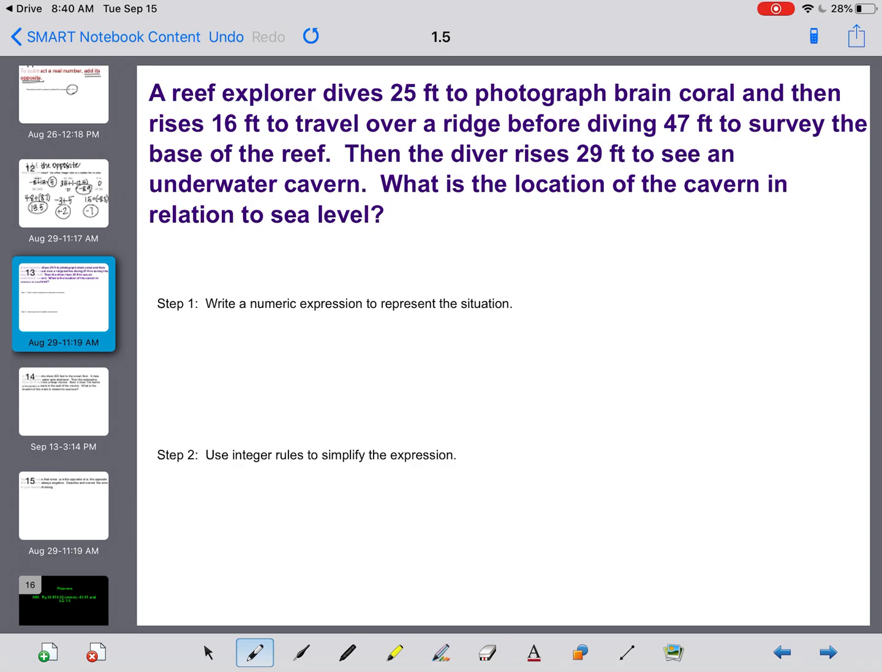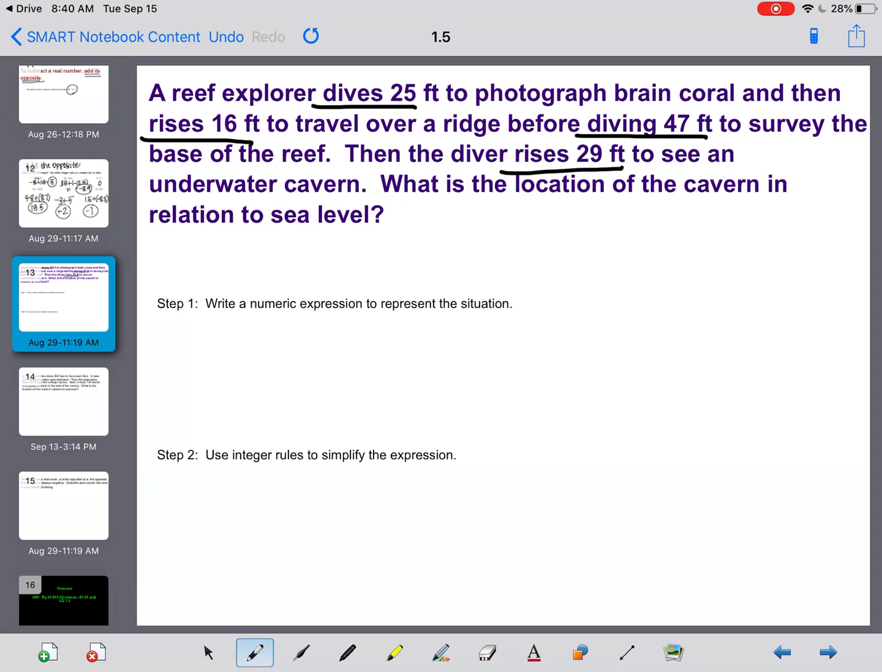Okay, word problems. A reef explorer dives 25 feet to photograph brain coral and then rises 16 feet to travel over a ridge before diving 47 feet to survey the base of the reef. Then the diver rises 29 feet to see an underwater cavern. What is the location of the cavern in relation to sea level?